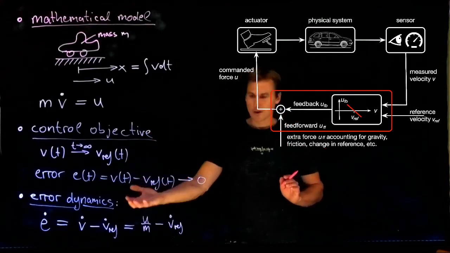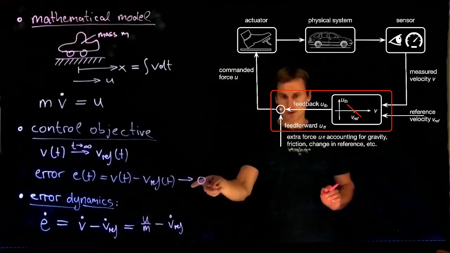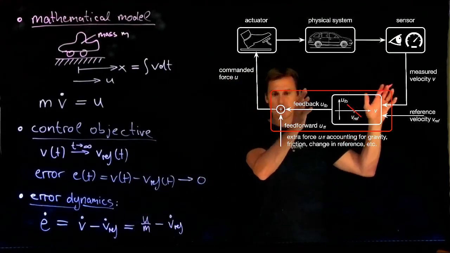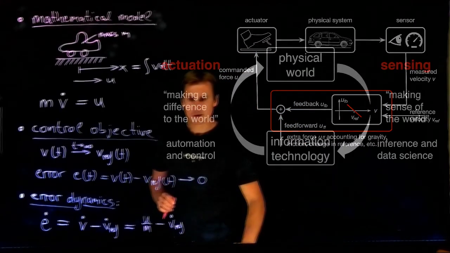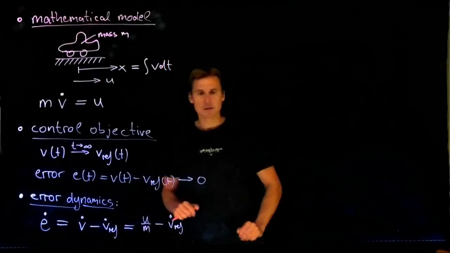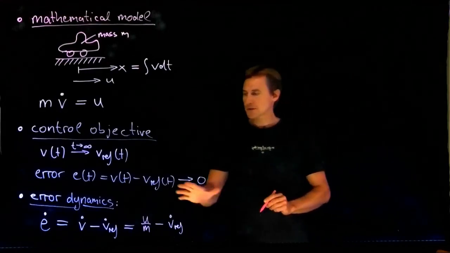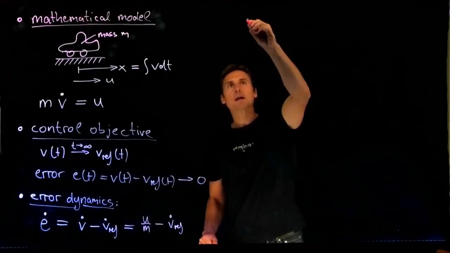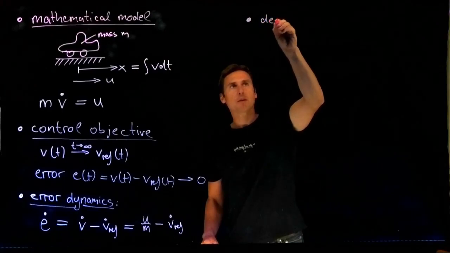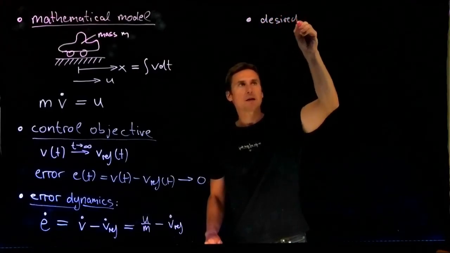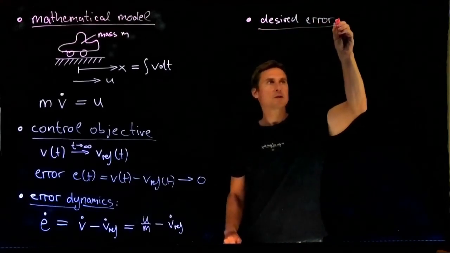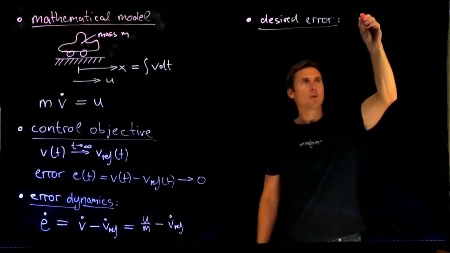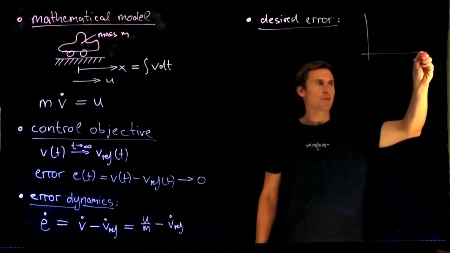So we know what the error dynamics are, we know they should converge to 0, but how do we now design this box here? Let me quickly remove this overlay to have some more space for us. Sorry, this is not the right one. So let's first think about what would be a desired error. So we know what the error dynamics are, but what is a desired error? Okay. Let's first think about this graphically. Well, the desired error should maybe evolve as follows.